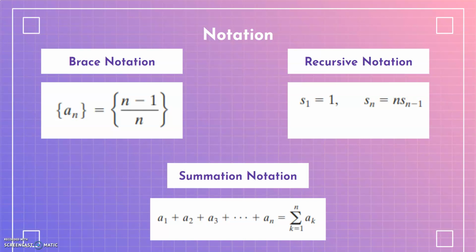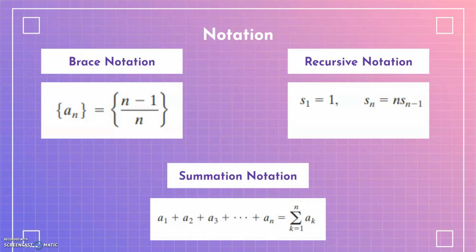The second method of notation is called recursive notation. This method works by assigning a value to the first or the first few terms of the sequence and defining the nth term of the sequence by utilizing one or more of the terms preceding it.